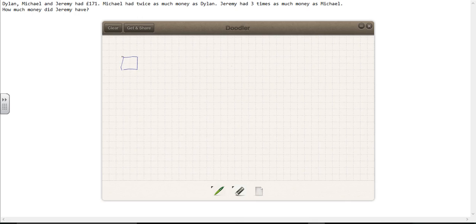That's supposed to be a lovely square. Do you know what? I'm going to clear that. Hopefully this one will be a bit better. Okay, so this is the amount of money that Dylan has.